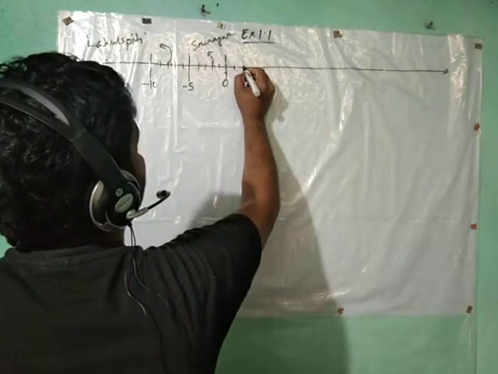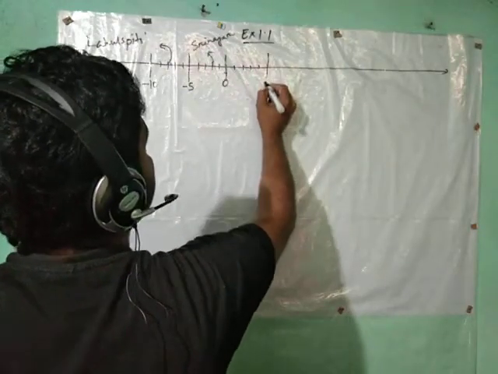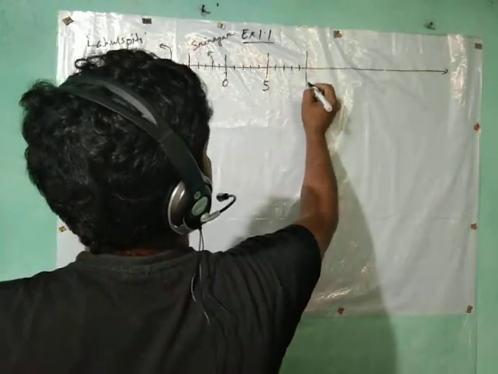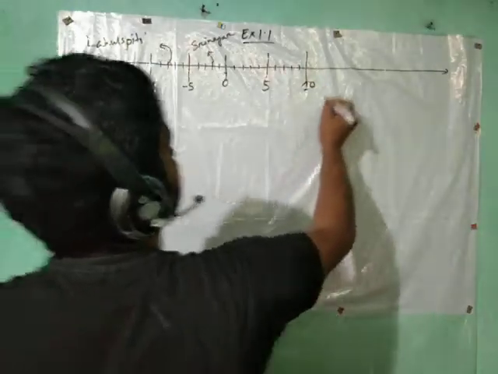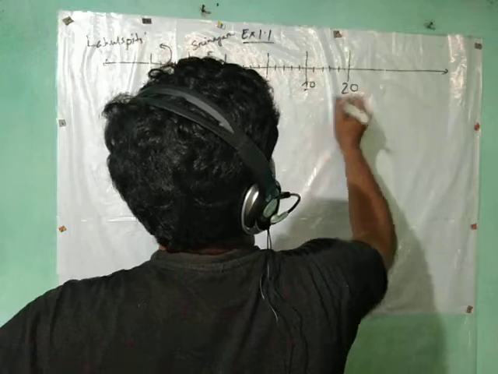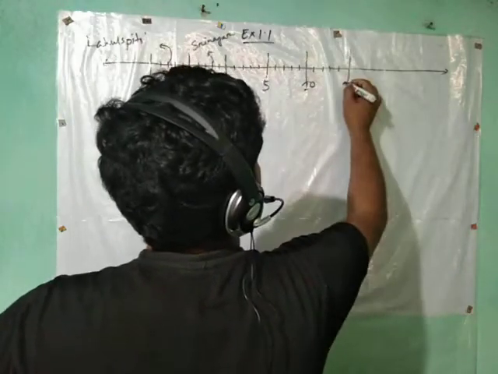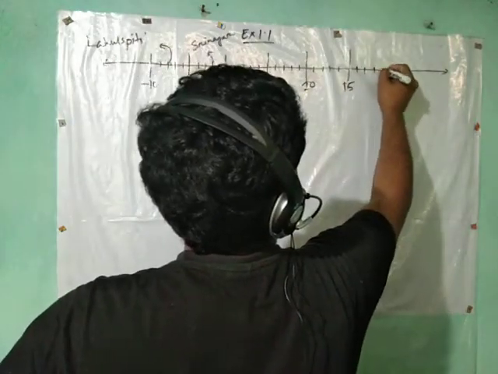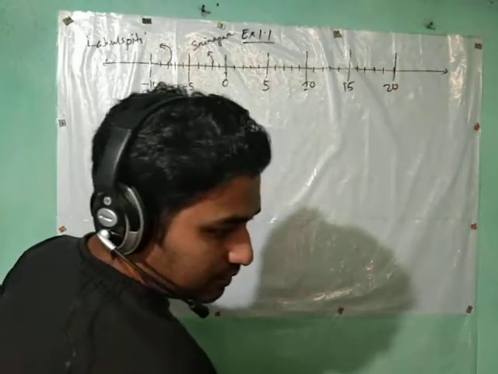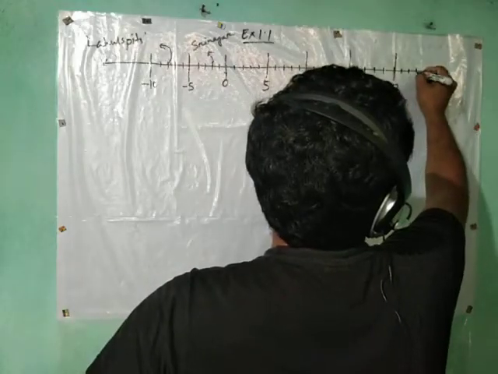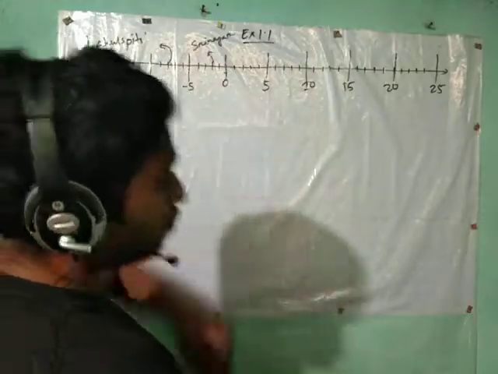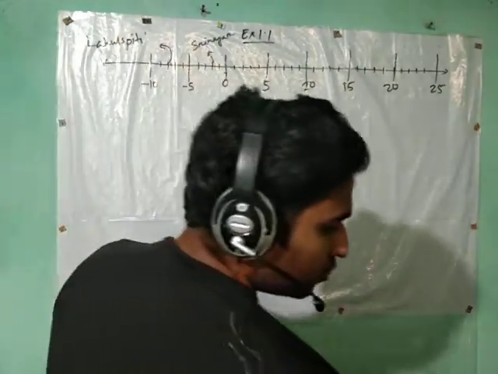Now 1 small, 2 small, 3 small, 4 small, then the fifth one is bigger. This is 5. 1, 2, 3, 4, then this is 10. Oh, sorry, 10. Then 1, 2, 3, 4, then this is 15. Sorry, it is my mistake. 15. 1, 2, 3, 4, 5. This is 20. Isn't it 20? Then 1, 2, 3, 4. This is 5, so this is 25.